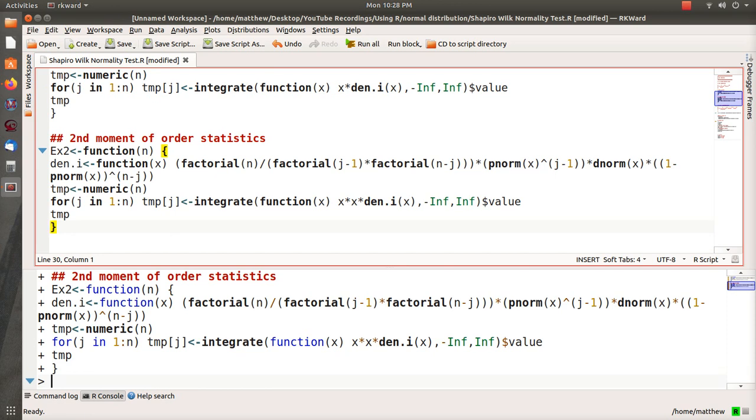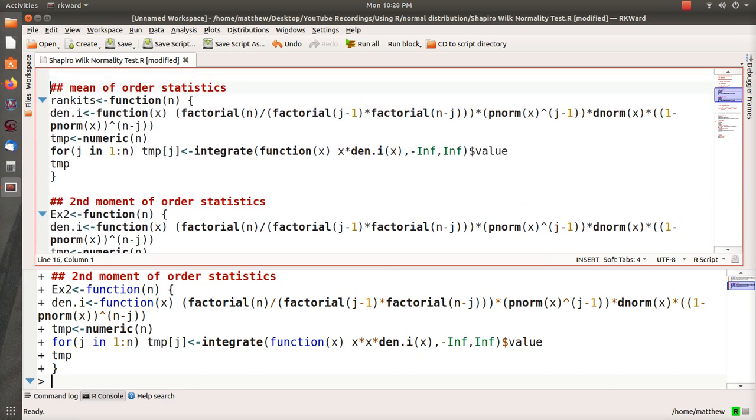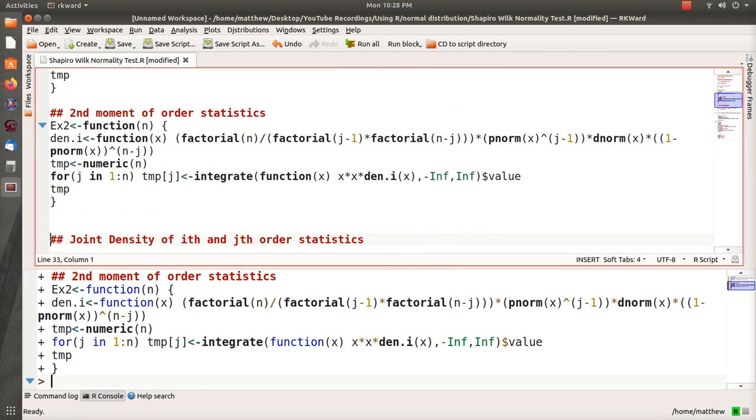So it creates a vector of, say, sample size 6, so a vector of 6, and the first component is the second moment of the first order statistic. The second component is the second moment of the second order statistic, and so forth. Notice when we're calculating the rankits, or the mean of the order statistics, I take x times the density and then integrate it over all possible values, negative infinity to infinity. I think I forgot to show that.